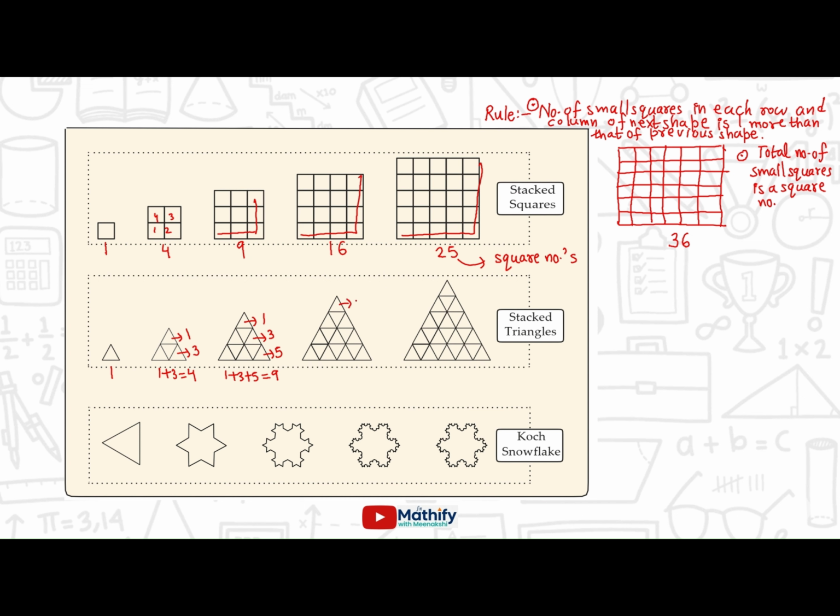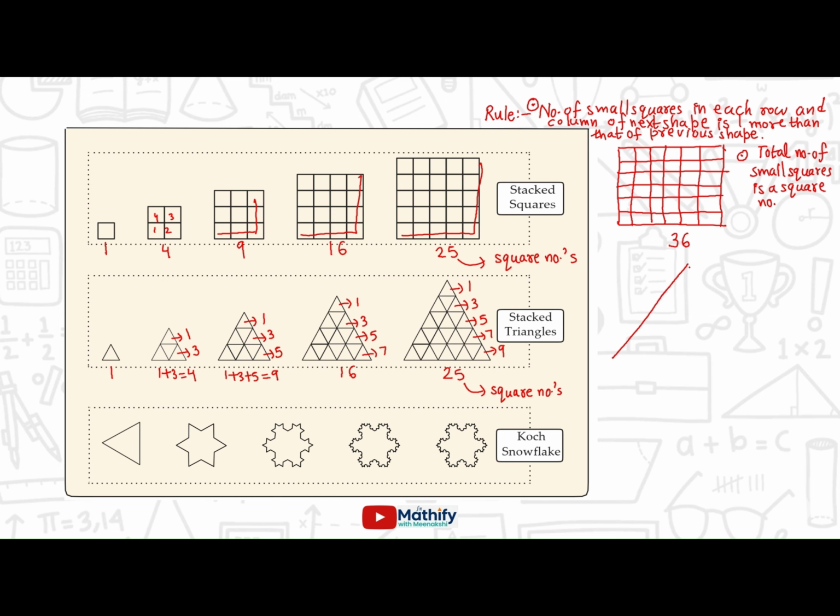Similarly here, one triangle, three triangles, five triangles, seven triangles. And when you add, 9 plus 7, it gives you 16. In the next step, one triangle, then three, five, seven, and in the fifth row, nine triangles. And total 16 plus 9, 25. So you can see a pattern here that for the total number of triangles, we get 1, 4, 9, 16, 25, and so on. And these are square numbers. So next will be 36.